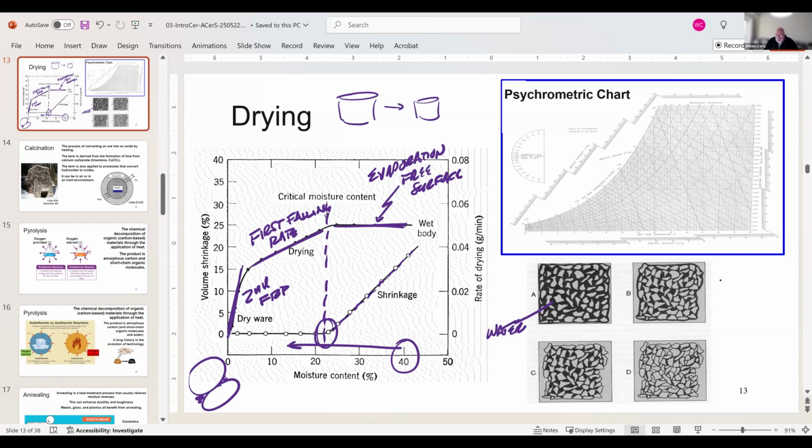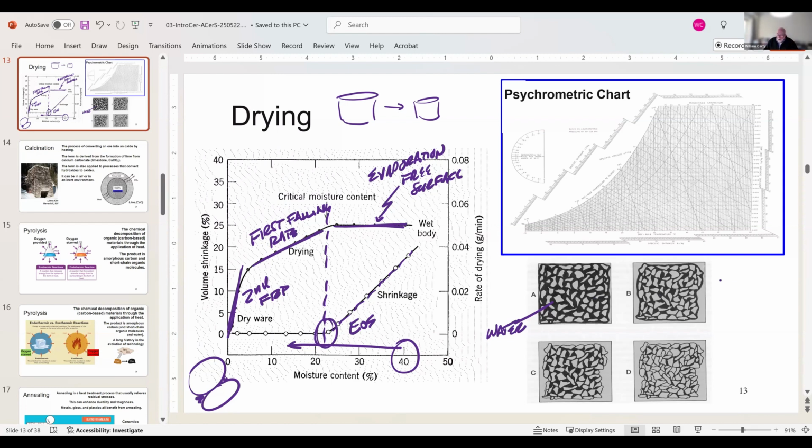So at this point, this is our end of shrinkage, EOS. And at this point, our ability to damage the body is dramatically reduced, because shrinkage is the rearrangement of particles.